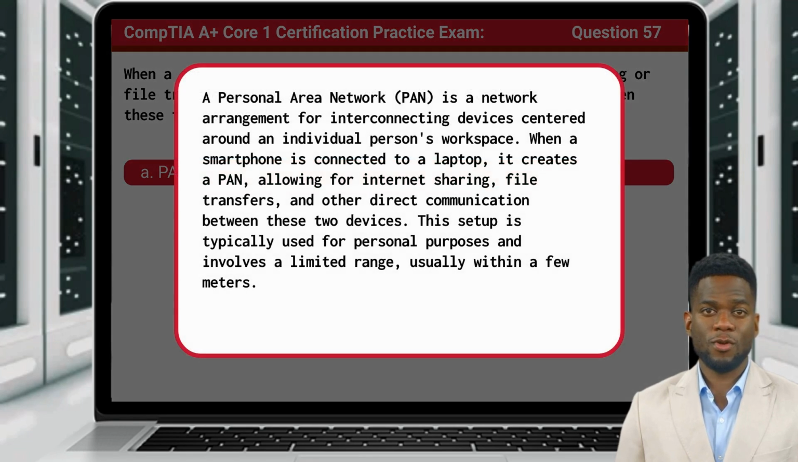A personal area network is a network arrangement for interconnecting devices centered around an individual person's workspace. When a smartphone is connected to a laptop, it creates a PAN, allowing for internet sharing, file transfers, and other direct communication between these two devices. This setup is typically used for personal purposes and involves a limited range, usually within a few meters.